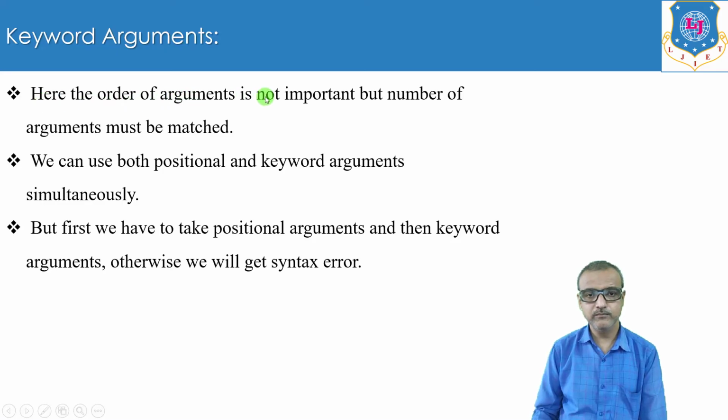Here the order of arguments is not important, but the number of arguments must be matched. It means if you first write name and then message, or first message then name, then it is valid. And at the same time the number of arguments must be matched. We can use both positional and keyword arguments simultaneously. But first we have to take positional arguments and then keyword arguments, otherwise we will get a syntax error. So we will see one example based on this one.